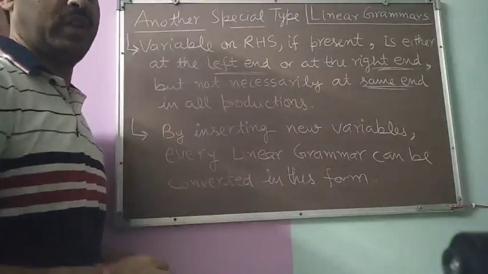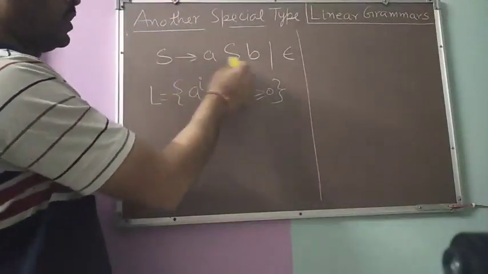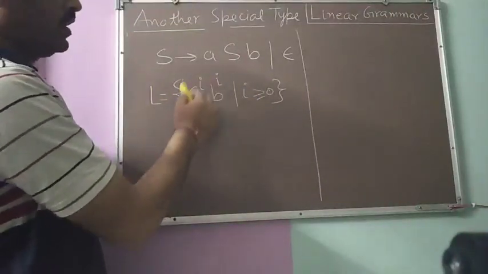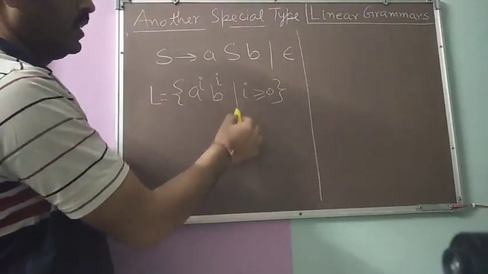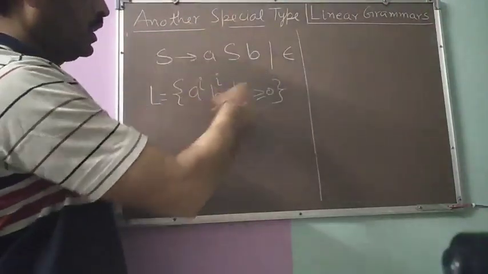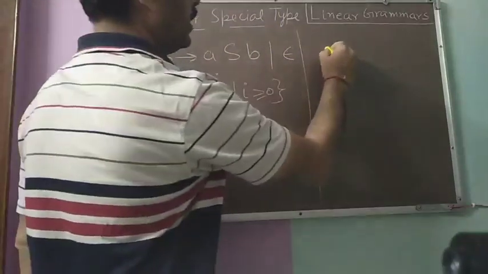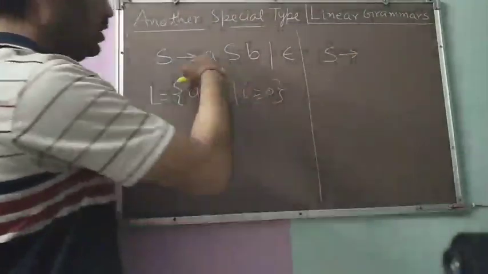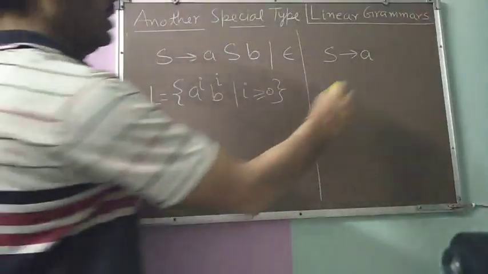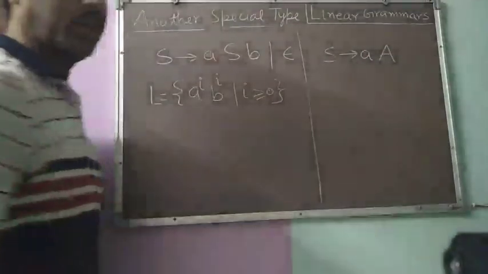Now we'll take one example for it. In this example, our example is the first one which we have taken for the linear grammar, S to aSb | epsilon. And the language represented was a to the power i, b to the power i, such that i is greater than or equal to 0. Now we will convert this linear grammar into our third form. So we will write S to a, here a is the starting, and then we will follow it with a variable A. So we have introduced a new variable A.